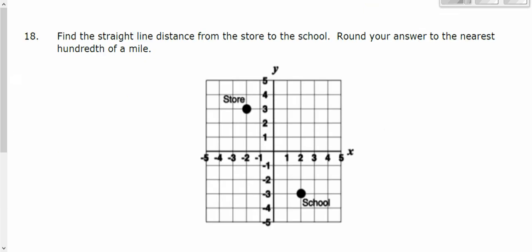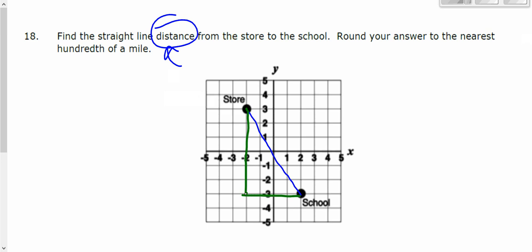Number 18, find the straight line distance from the store to the school. Round your answer to the nearest hundredth of a mile. So I want a distance. So not slope, but a distance. And if I want a distance and it's a diagonal distance, then I'm going to be doing the Pythagorean theorem. So I'm going to make my right triangle.